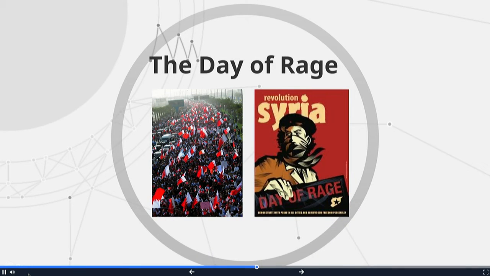March 15, 2011 was dubbed the Day of Rage by protesters as hundreds protested in Damascus and Aleppo, calling for reforms and civil liberties. This Day of Rage was shared massively throughout Syria, but did not receive similar attention in Western media.